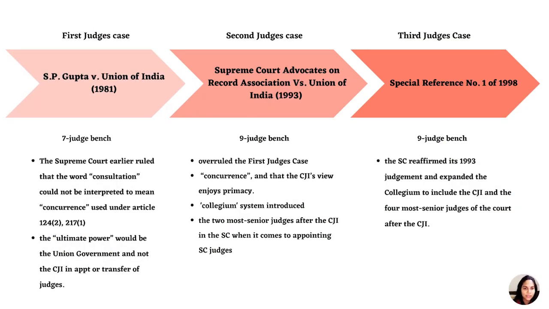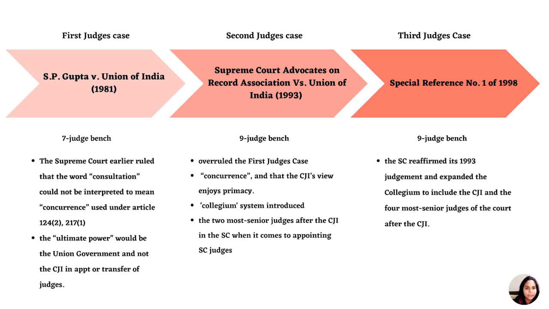Now, let us see what was held in the First Judges Case. In the First Judges Case, the seven-judge bench held that the term consultation couldn't be interpreted to mean concurrence. As you can see, under Articles 124 and 217, the term consultation has been given, so it couldn't be interpreted to mean concurrence. Accordingly, the ultimate power would be with the Union government and not with the CJI in appointing or transferring judges. This was the observation made by the seven-judge bench. In short, primacy was given to the executive in the First Judges Case.